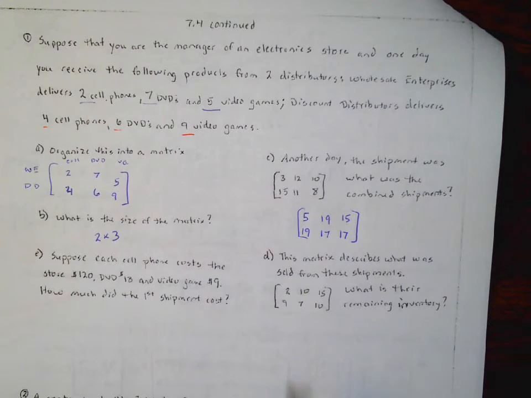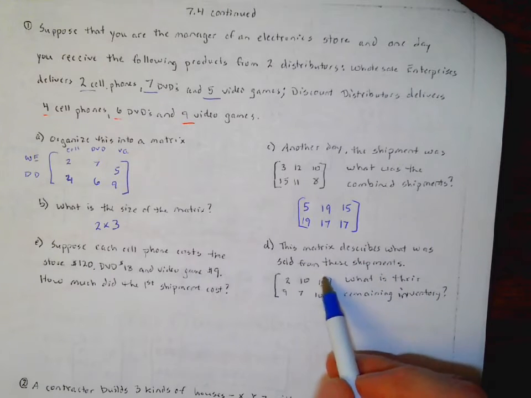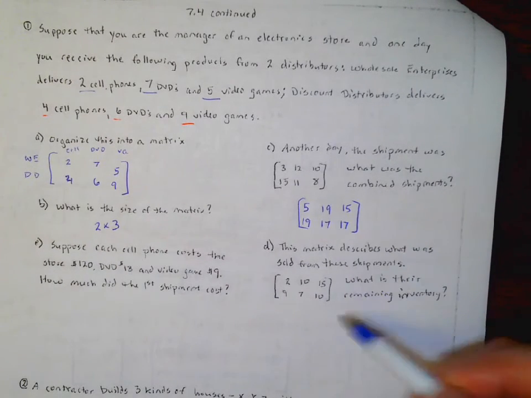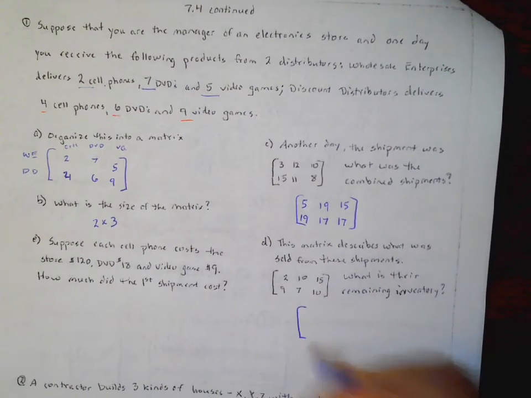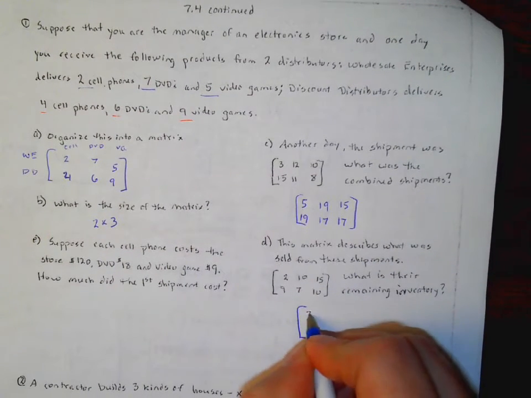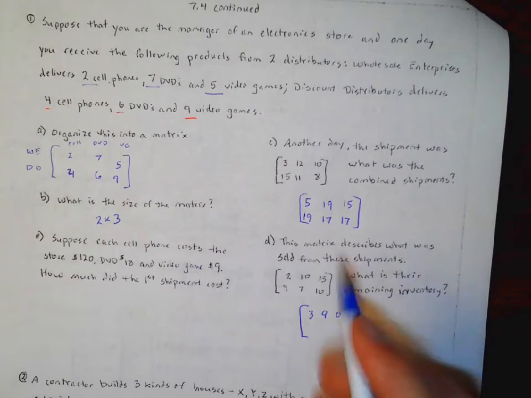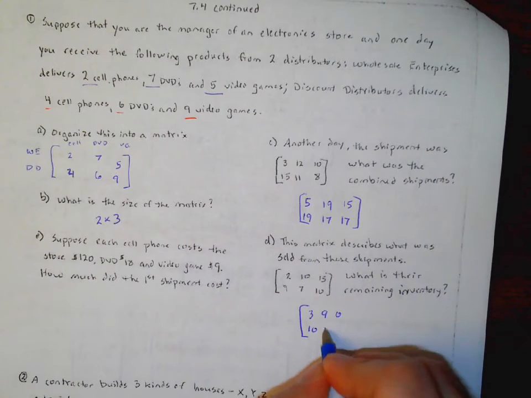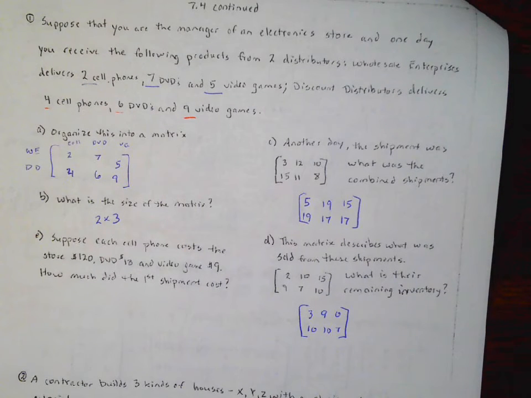Okay. D, this matrix describes what was sold from the shipments. What's the remaining inventories? Okay, so we had this come in. This is what was sold. So we're going to subtract the 2. What we have left would be 5 minus 2 would be 3 of those, 9 of those, 0 of those left, 10 of those, 10 of those, and 7 of those. So we did some subtraction there to see what was remaining.